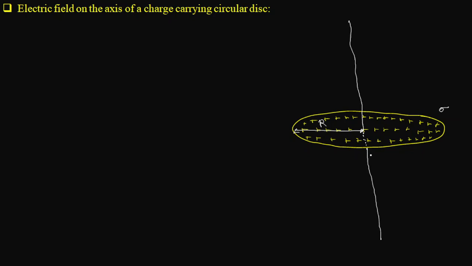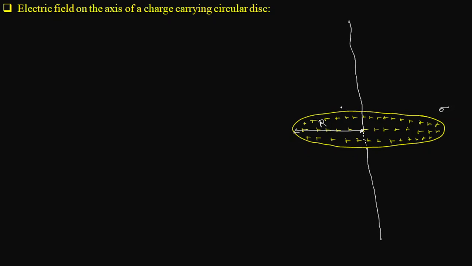And again, just for simplicity, I'm considering here that sigma is uniform. It could be non-uniform, and then we'll see what the difference will be. But at this moment, just consider it as uniform, and we want to calculate the electric field on the axis of this circular disc.